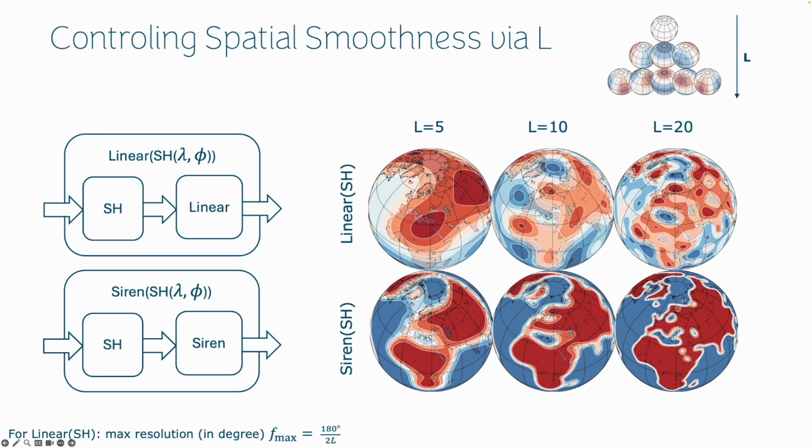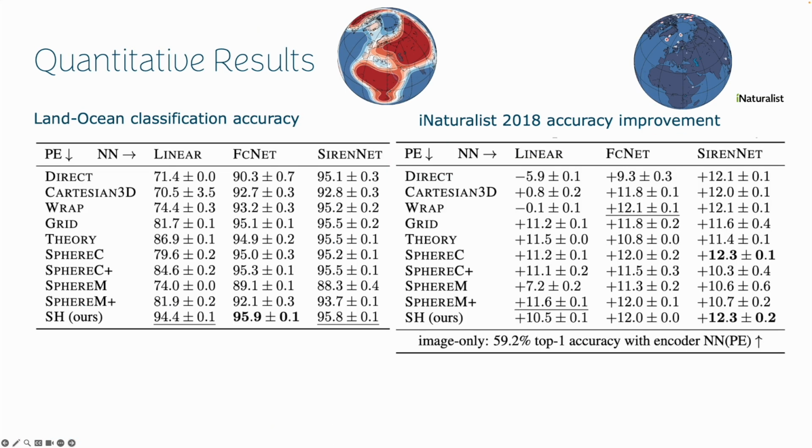So to close up, some quantitative results, to show a bit of the experimental setup on the land-ocean classification and the iNaturalist benefit of location over image classification.